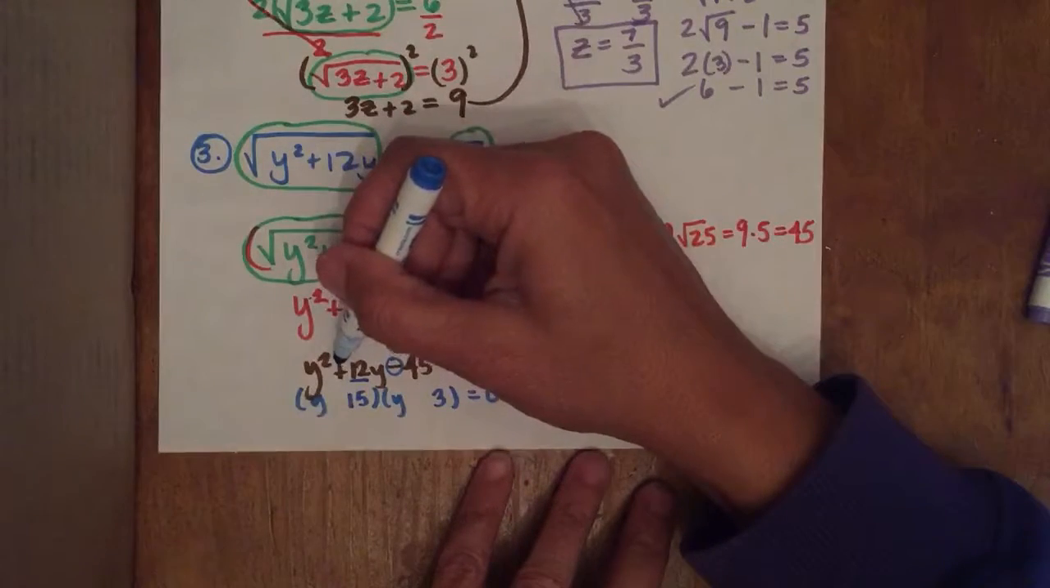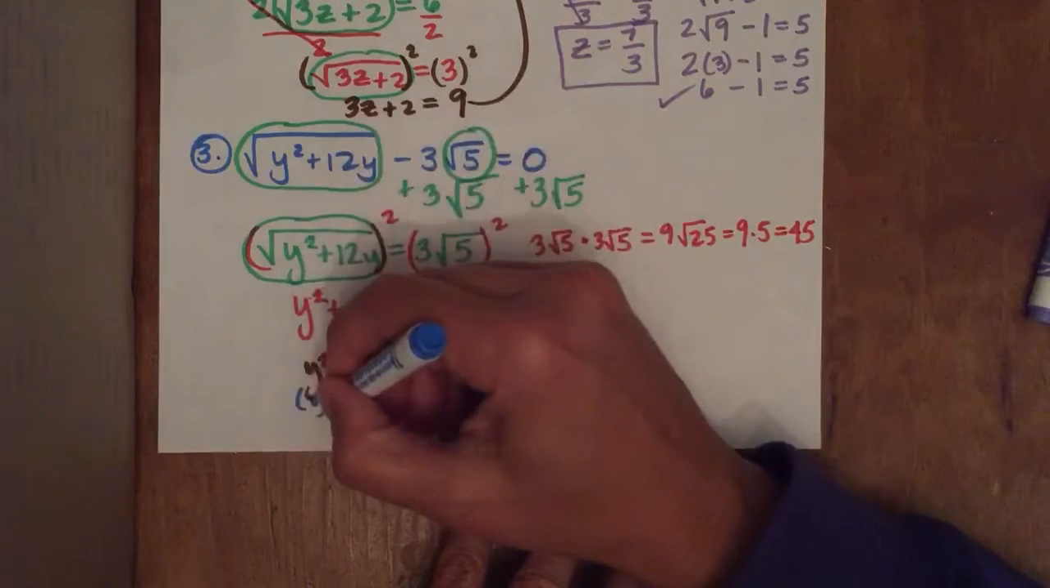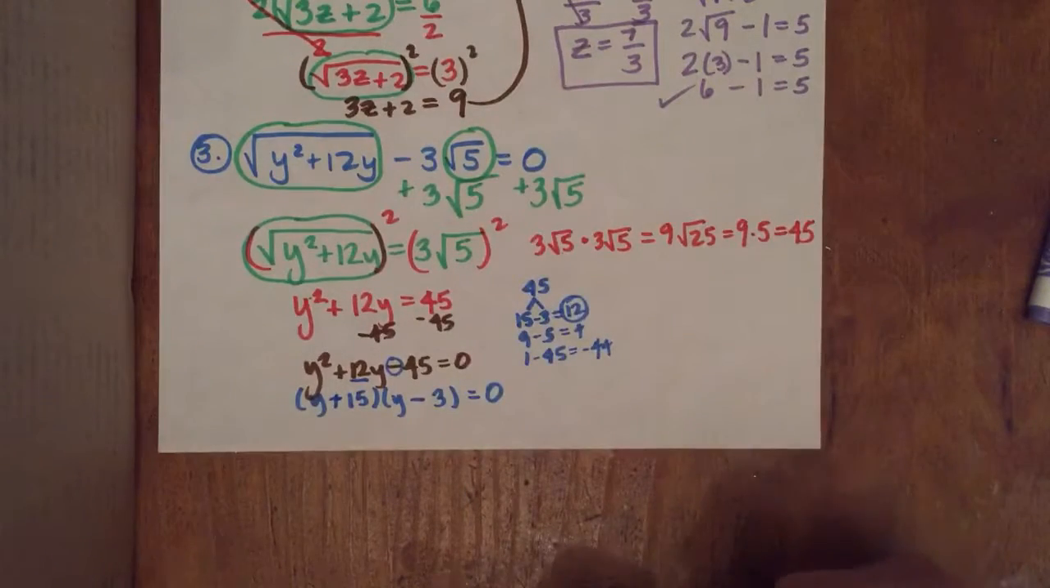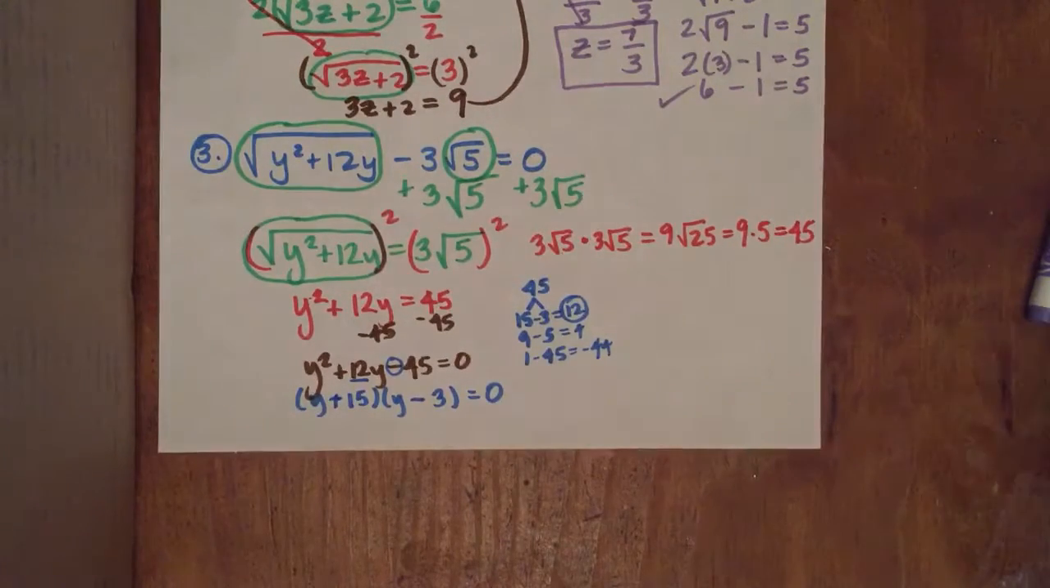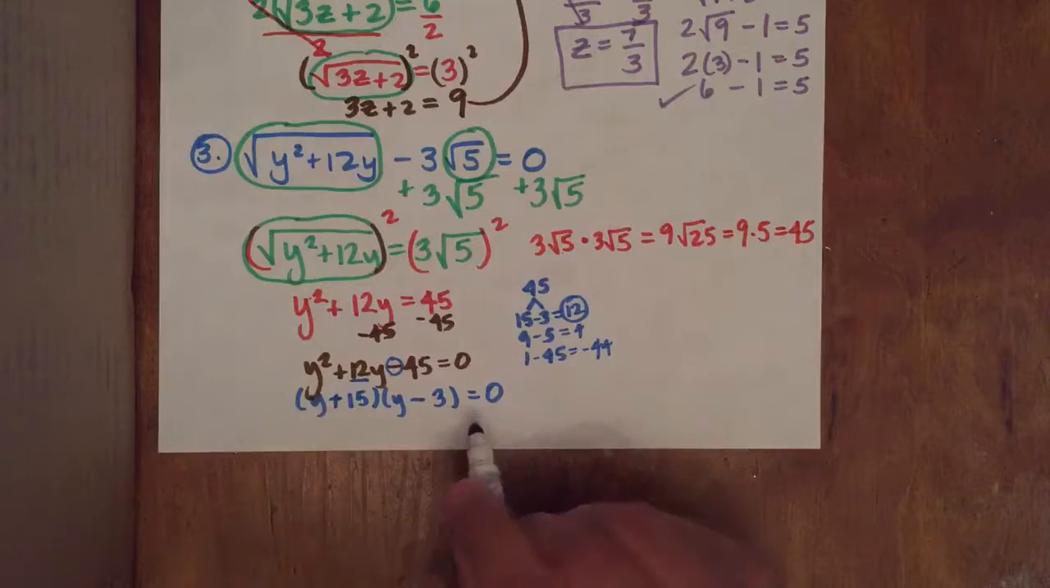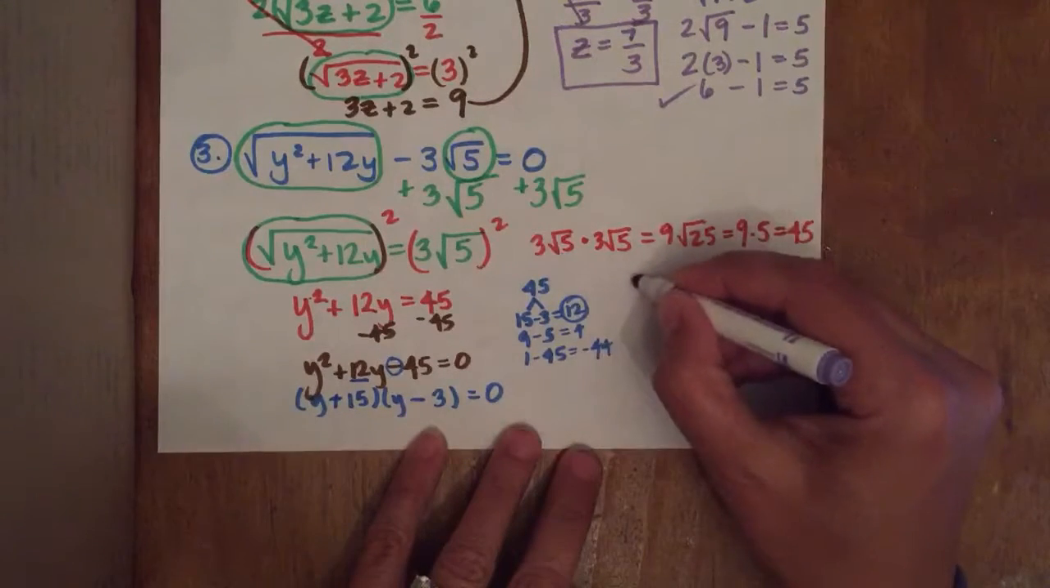I want a positive 12. In order for the 12 to be positive, the bigger factor, the 15, has to be your plus. So now I'm at this point. I've got my factors. That means that either this factor or this factor could equal 0. So let's try both of them.